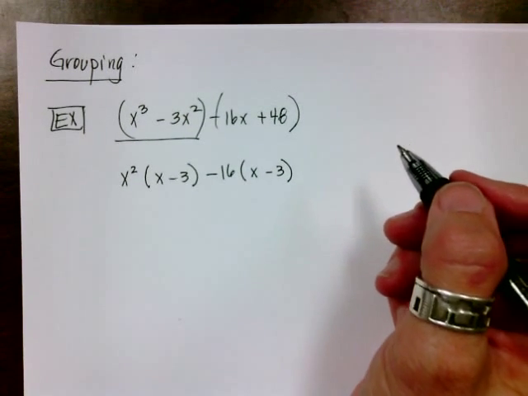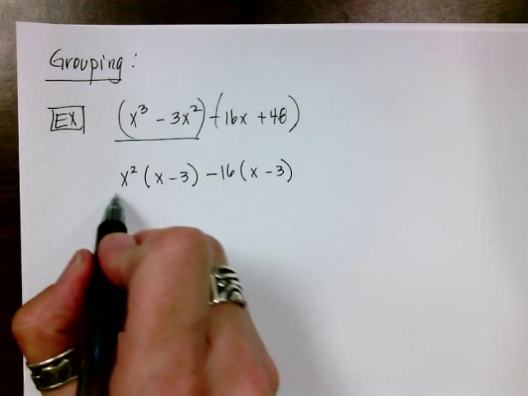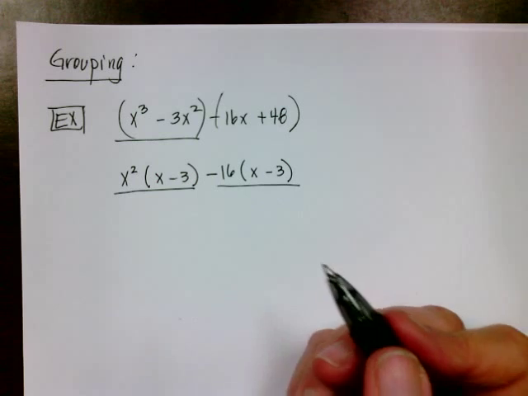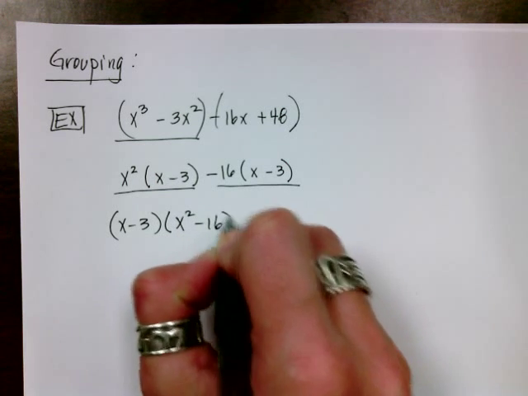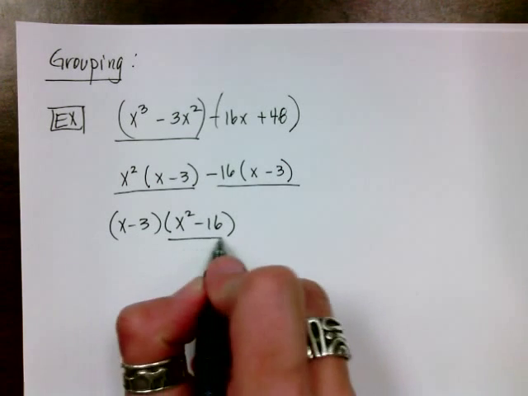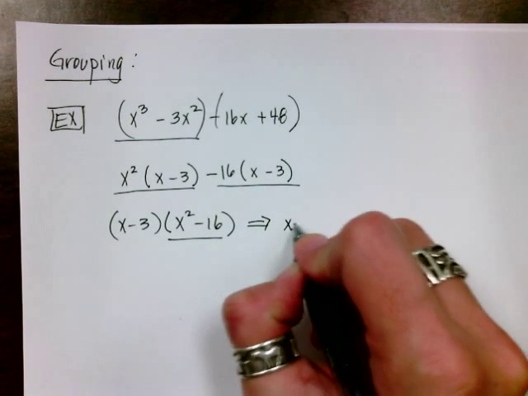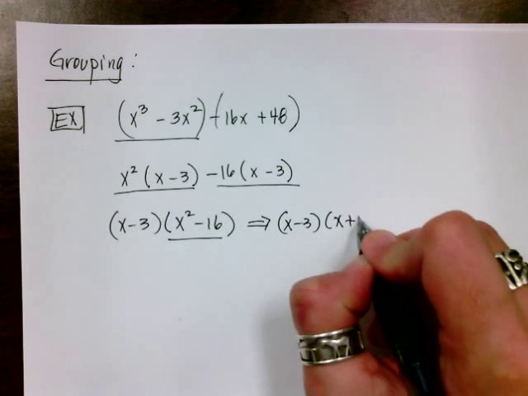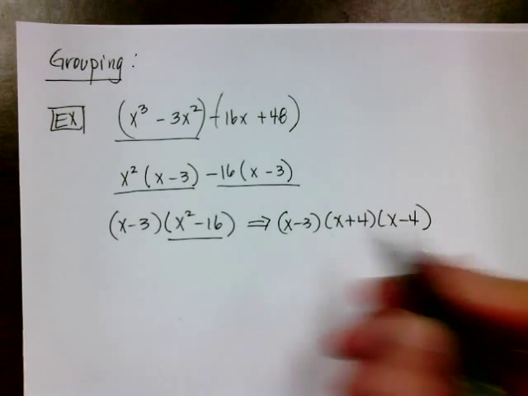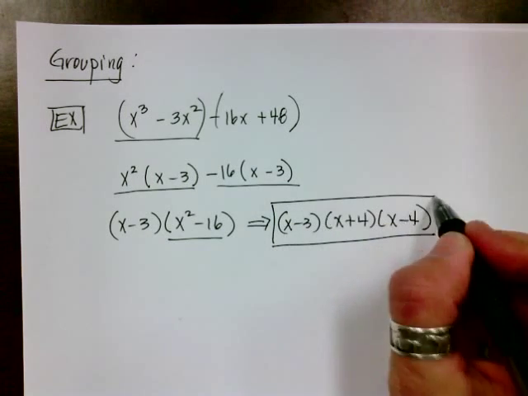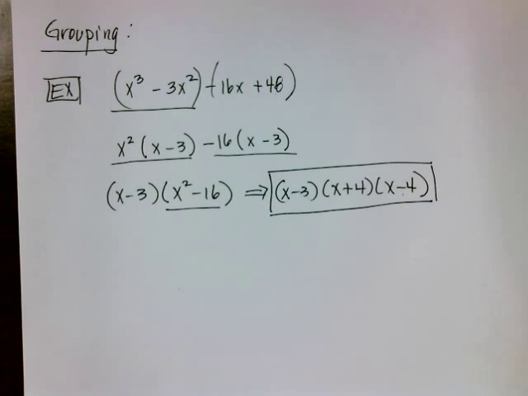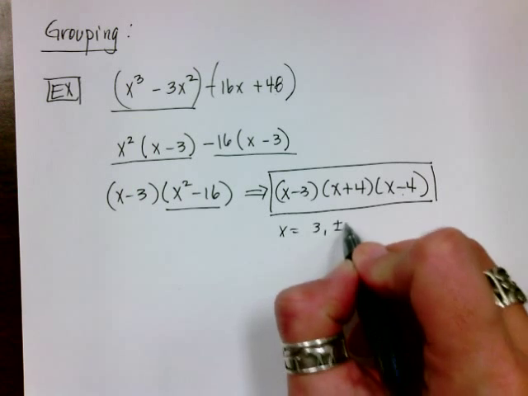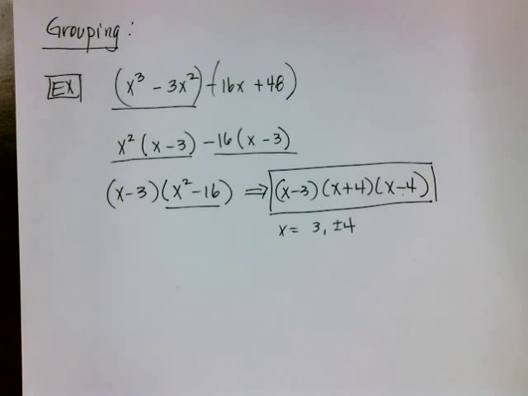Well, now it looks like the AC method that we've done in the past. This term and this term both have an x minus 3 in common. I'm going to factor that out, and what's left over is x squared minus 16. This is a difference of 2 squares, so I can finish my factoring by x minus 3, x plus 4, and x minus 4. So that would be my answer. I had a third degree polynomial, and I got 1, 2, 3 zeros. And so I would have x is equal to 3 and then plus or minus 4. Okay? So that is a way to manage the method called grouping.